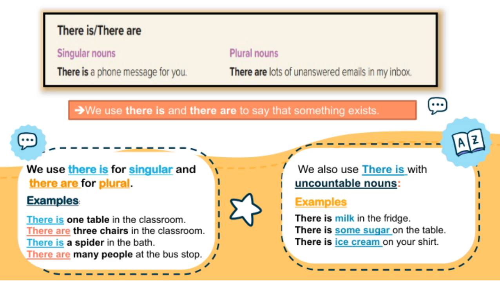For instance, you might say there is one table in the classroom or there are 3 chairs in the classroom. If there's a spider in the bath, you say there is a spider. And if there are many people at the bus stop, you say there are many people. The main point is that we use there is and there are to simply say that something exists. It's a very useful way to introduce or describe the presence of things around us.